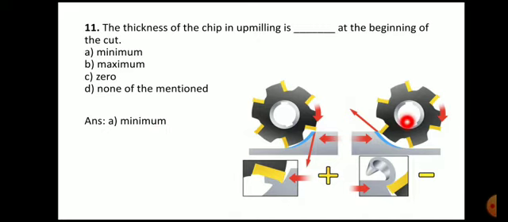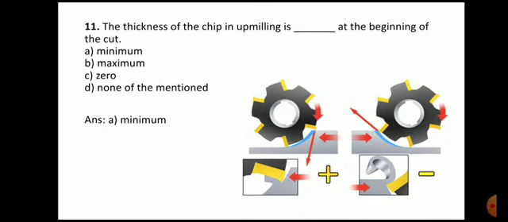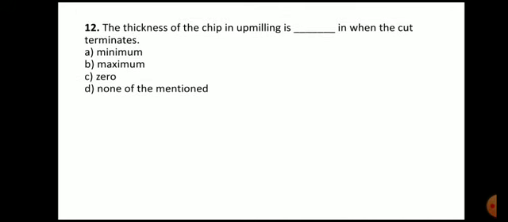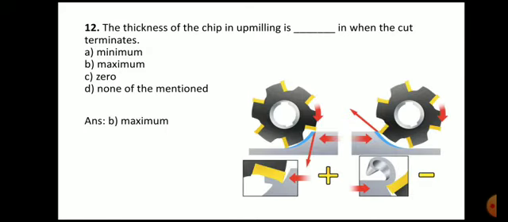So you can understand from this diagram, this is an example of upmilling, and the chip is represented by blue color. Its thickness at the beginning is less, whereas its thickness at the end is maximum. Next question, the thickness of the chip in upmilling is blank when the cut terminates. The answer is maximum. So again you can refer to this figure. When the cut terminates, that is at the end of the cut, the thickness of the chip is maximum.